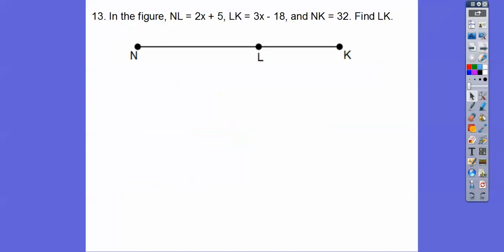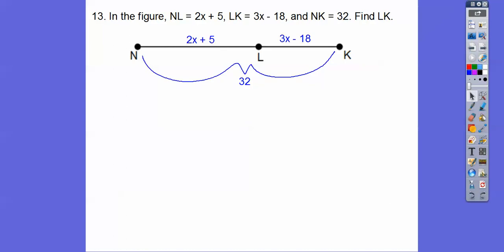All right, here we go. So in the figure, NL is 2x plus 5, LK is 3x minus 8, and let's look at that right there. So it says NL is 2x plus 5, LK is 3x minus 8. We'll put those in there. And then this whole piece from here to here is 32, okay? So that's what we're going to put in there. So we get that figure right there.